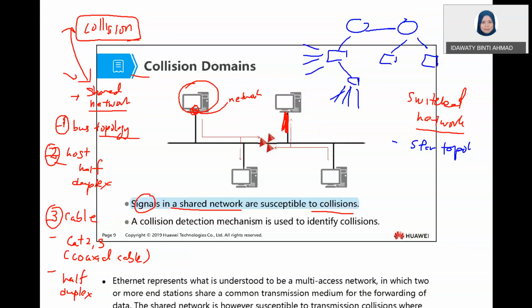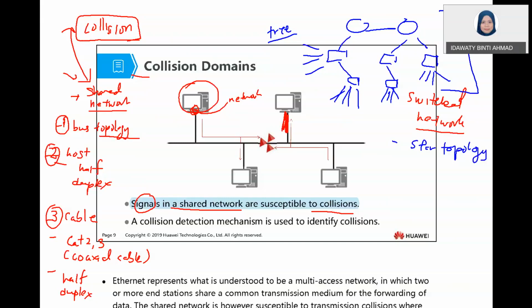This is typically a star topology. Many star topologies become a tree topology, but the basic topology is star. Okay, star topology. This is the current design of LAN now, using star topology.